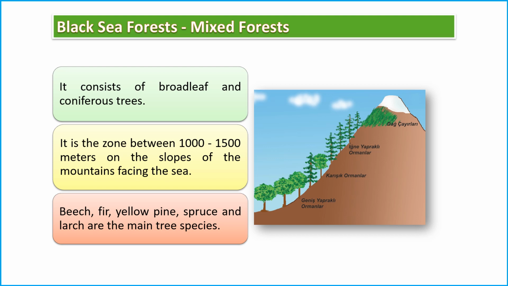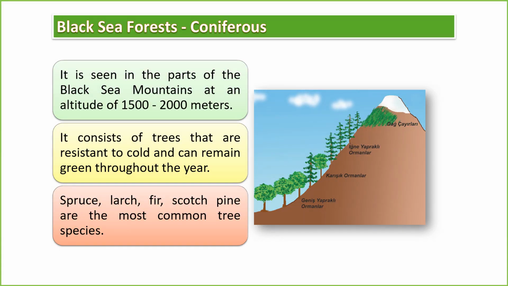The presence of key tree species and its transitional nature make it a valuable component of the broader forest ecosystems. Subalpine forest zone characteristics. The subalpine forest zone, situated in parts of the Black Sea Mountains at an altitude of 1,500 to 2,000 meters, exhibits distinctive features. Here are the key characteristics.